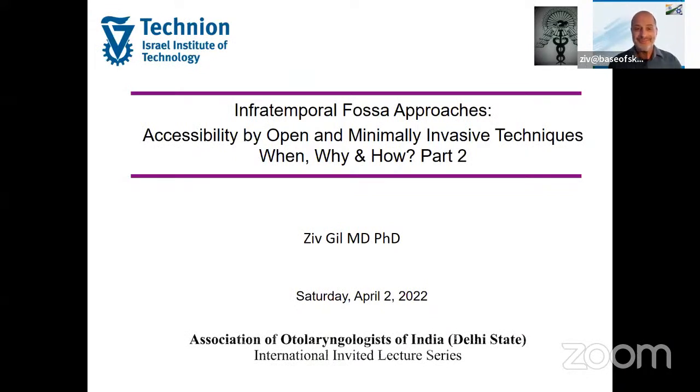In this session, I would like to emphasize the minimally invasive technique for the lateral skull base in general, which include also the infratemporal fossa, as you will see in the next slides.